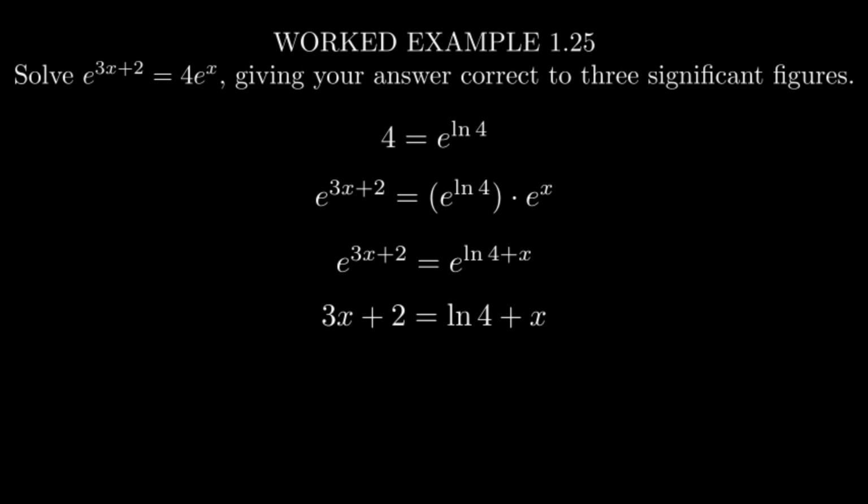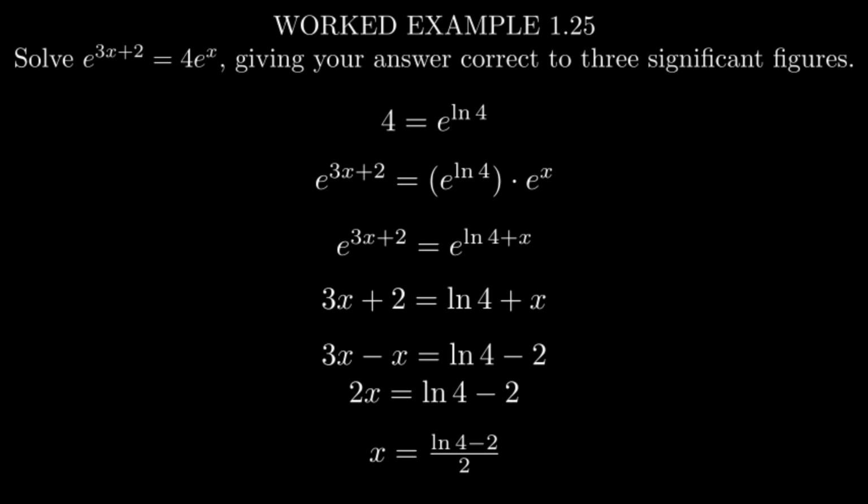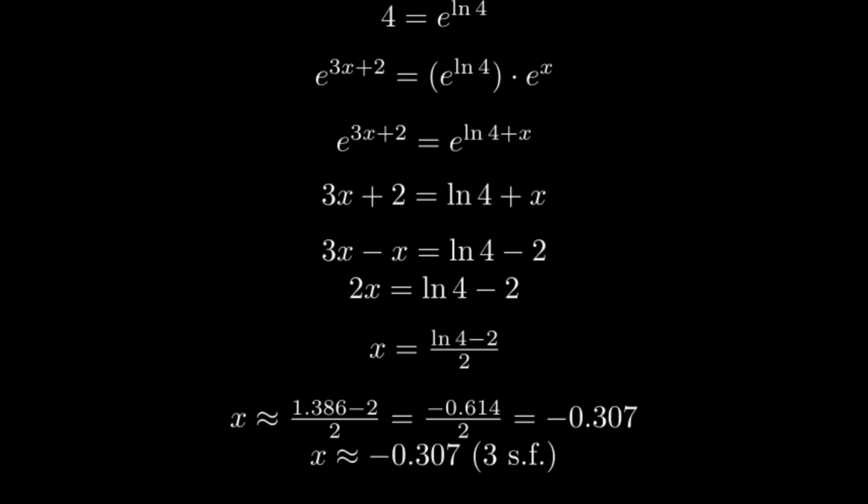This is just a linear equation. We need to gather the x terms on one side and the constant terms on the other. Let's subtract x from both sides and subtract 2 from both sides. This gives us 2x equals ln 4 minus 2. Finally, we divide by 2 to get the exact solution for x. The question asks for the answer to 3 significant figures, so we'll use a calculator. Plugging this into a calculator, we get approximately negative 0.307.